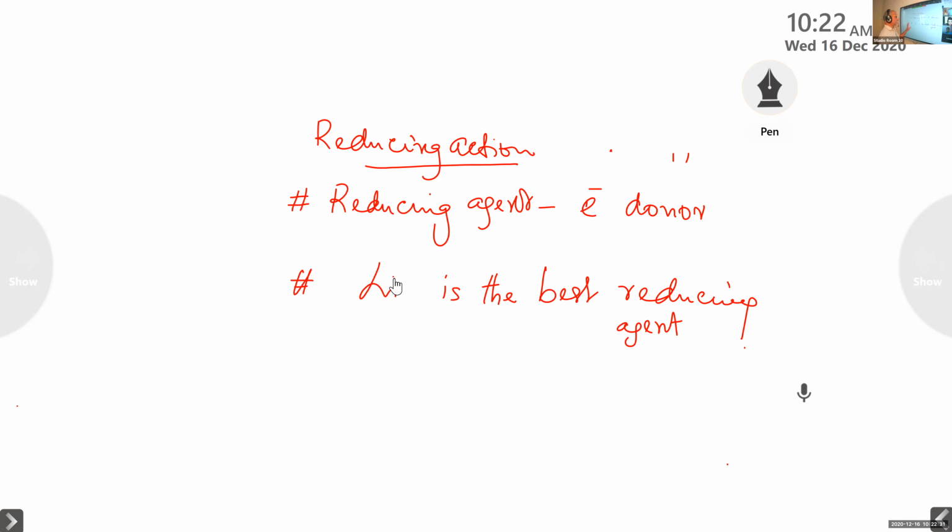So among the alkali metals, not only alkali metals, among all the elements, lithium is the best reducing agent. It is the best electron donor. So that is all about the alkali metals. It finishes group 1, the alkali metals.